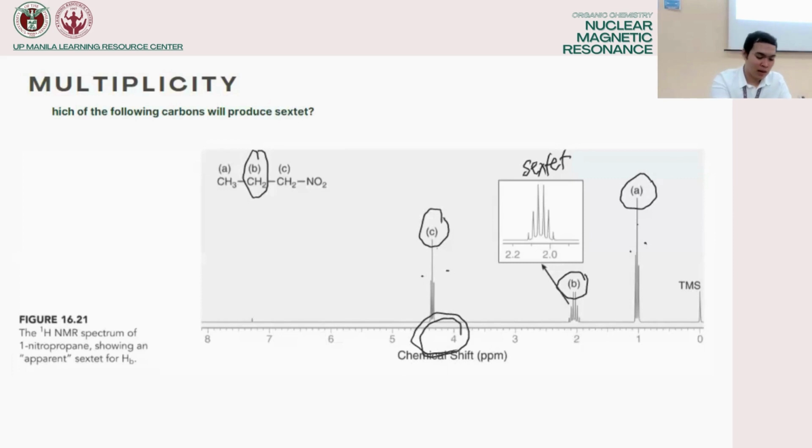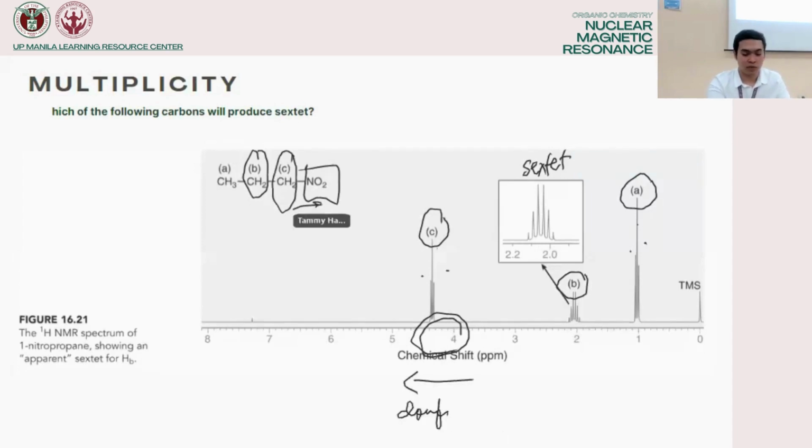Very good. Kasi malapit siya sa NO2. Downfield. Correct. Downfield. This is downfield. Downfield kasi malapit siya sa electronegative. Kinukuha niya yan. Okay?